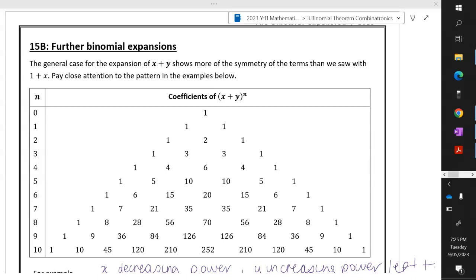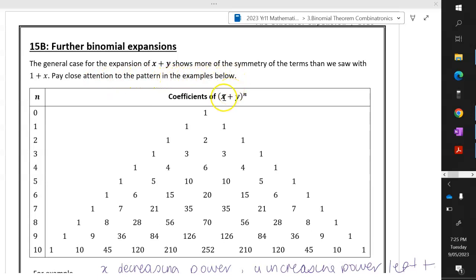Now the rule that we're going to have a look at in expanding today is basically the same as what we saw last week, or last lesson, sorry, with our 1 plus x to the power of n expansions. We're going to have a look today at a general rule for x plus y. So where we had a 1, we've now got an x or a y. We've just got two variables in there. And we're going to pay close attention to the pattern in the examples below.